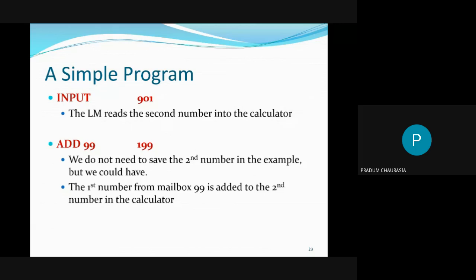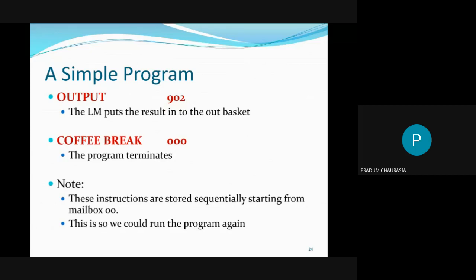Okay, so add 99 means what? The second number is already in the calculator screen. So the first number from location 99 is taken by the little man, and the little man fetches that number, comes back to the calculator screen, presses the plus button in the calculator, and adds the first number which is stored in 99. Now the result is displayed in the calculator screen. Then the number already displayed in the calculator screen can be output to the user if you give an instruction output. Little man will put the result in the out basket. So we got the result. Now whatever instruction we need has been executed, we can stop. So it's a break.